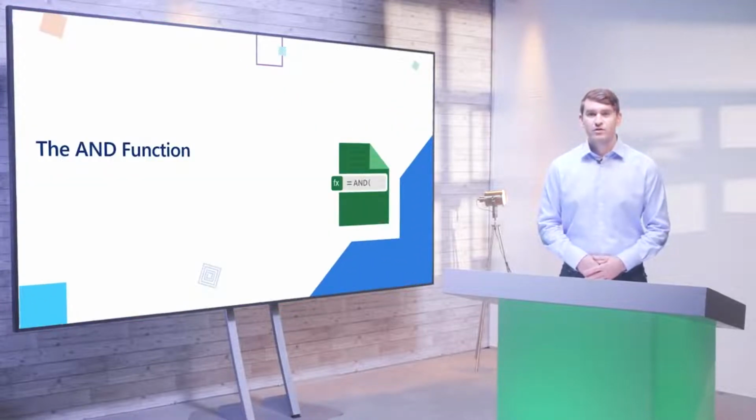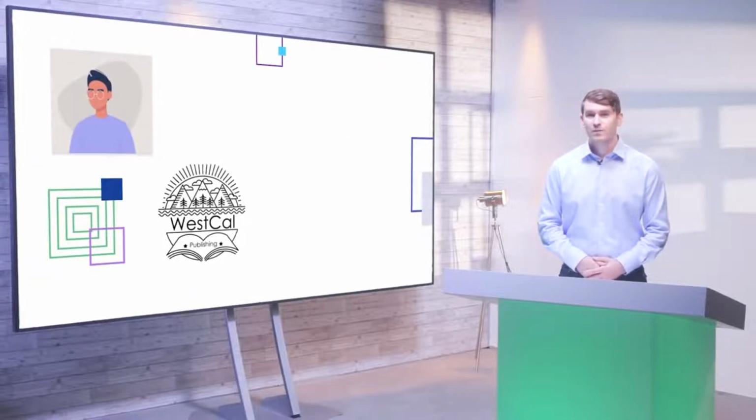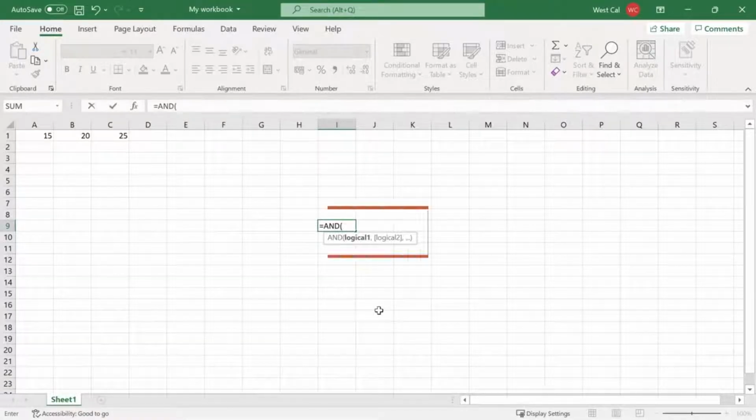The AND function returns a true value when all of the arguments are true. On the flip side, it returns a false value when any of the arguments in this function are false. For example, Thomas from West Cal Publishing could use this function to check whether the sales team have met all of their goals for the current quarter. While there can be a varied amount of use cases for this function, you would typically use it for conditional purposes. The first argument that is required in this function is logical 1.